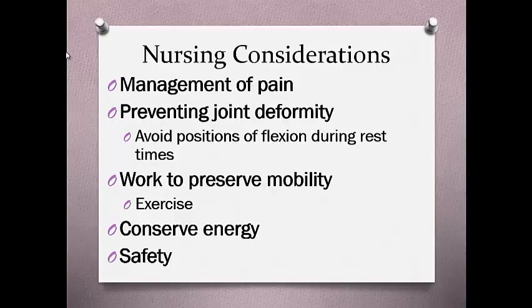And then safety, promoting safety. Again, these patients might need to start using assistive devices, and working with physical therapy and occupational therapy, removing unnecessary clutter, providing information and support for them, support organizations for rheumatoid arthritis.